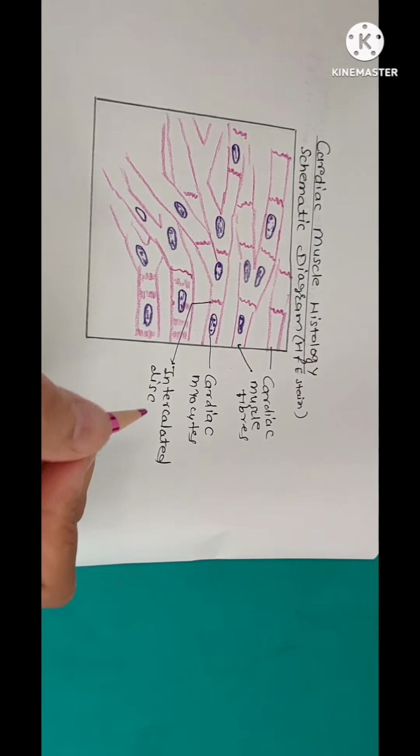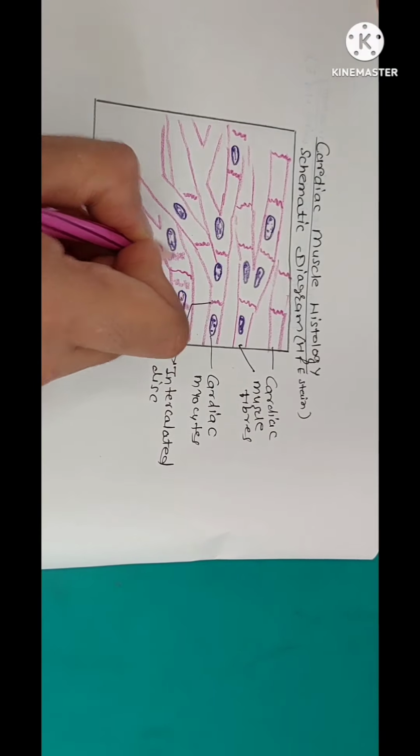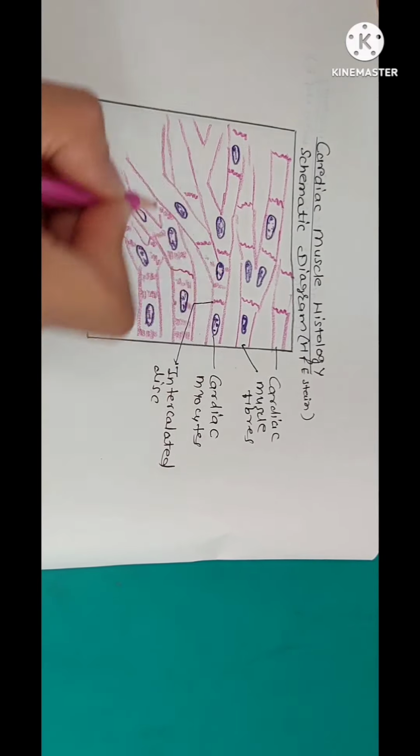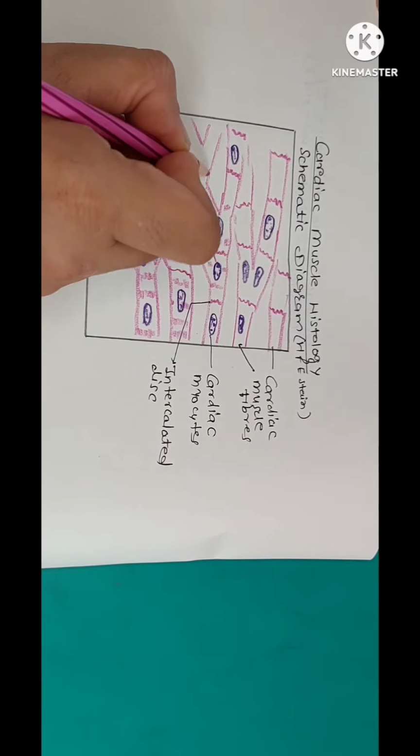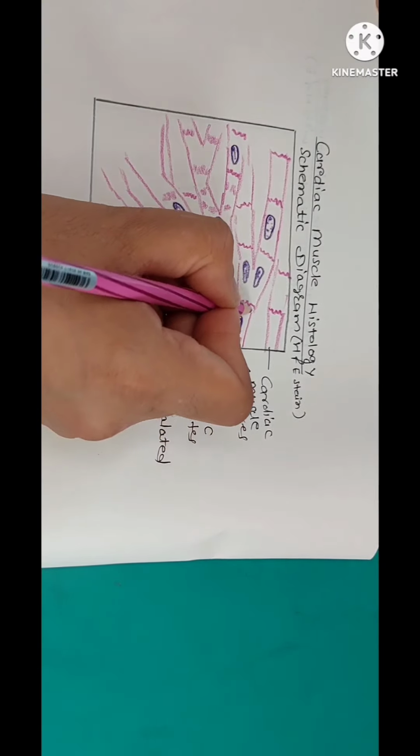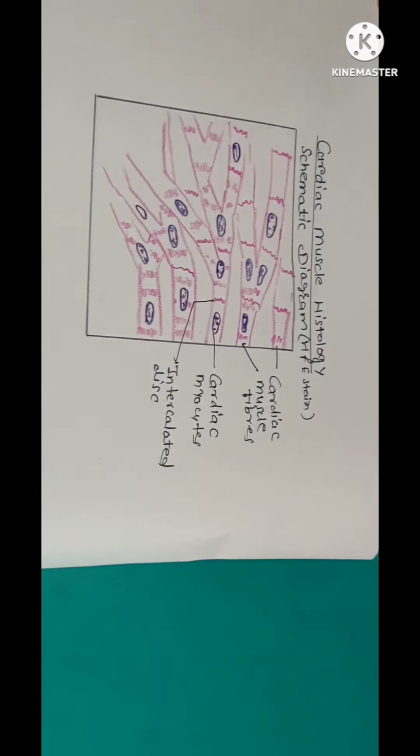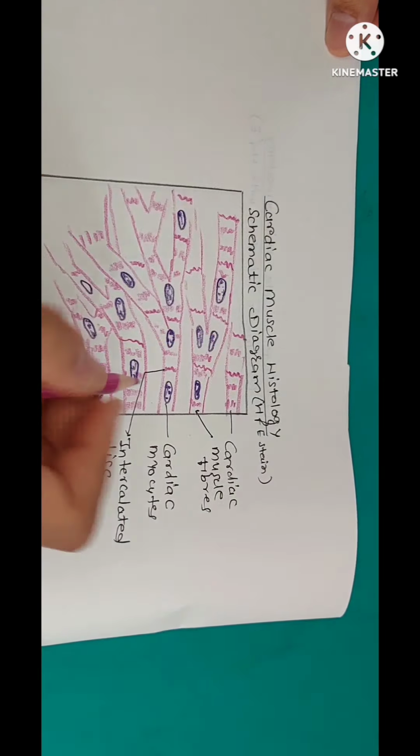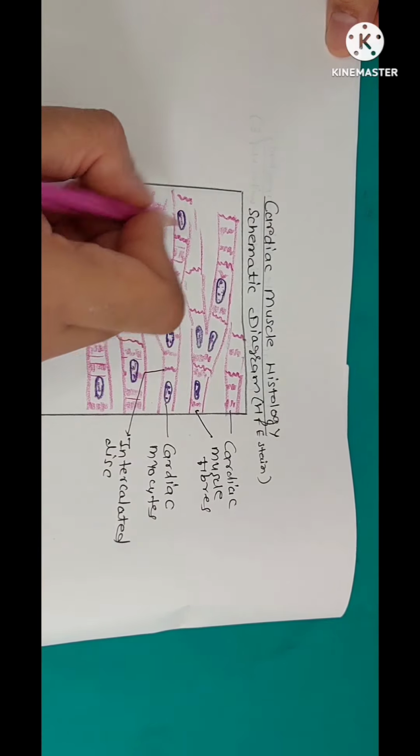Thus these are striated muscle fibers, however involuntary in nature. That is, these are under control of the autonomic nervous system, that is sympathetic and parasympathetic. The cross striations in cardiac muscle fiber are less prominent as compared to skeletal muscle, as the myofilaments, that is actin and myosin, are less numerous in cardiac myocytes. So these are alternate dark and light bands, that is A and I band.